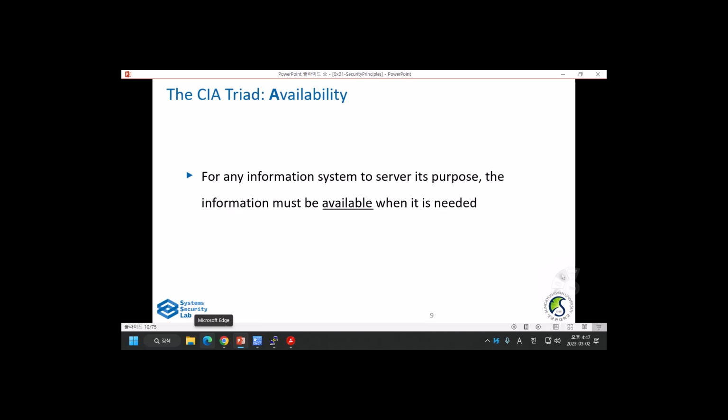And the last edge of the triad is availability. So availability is defined as the following. For any information system to serve its purpose, the information must be available when it is needed. Am I speaking too fast or too slow? Good?